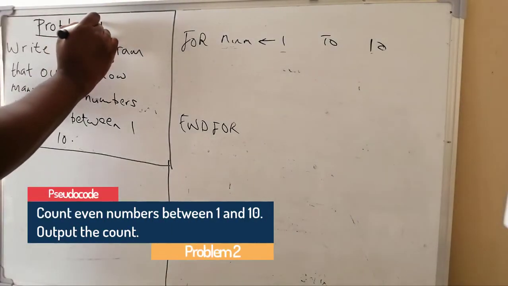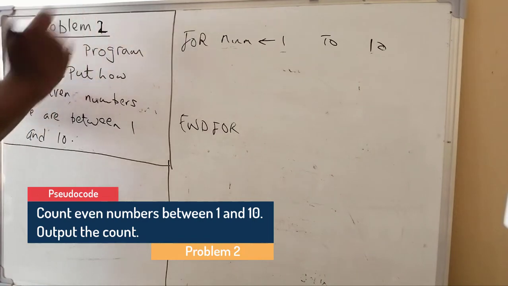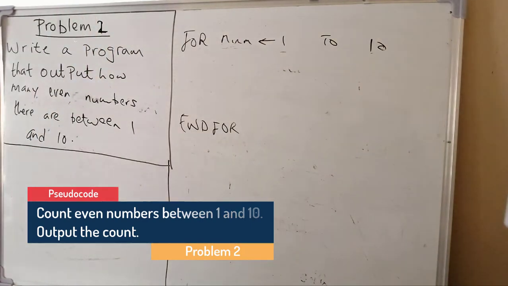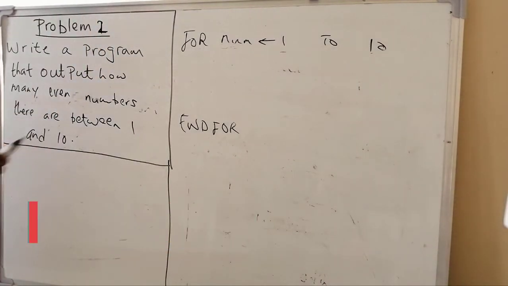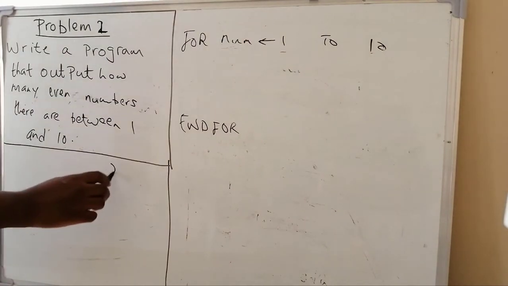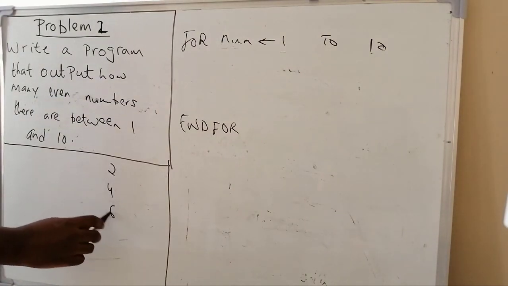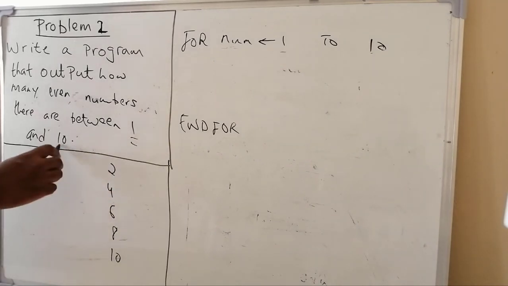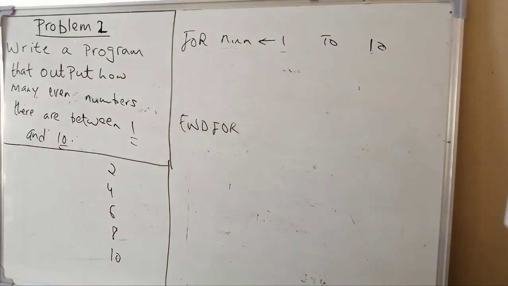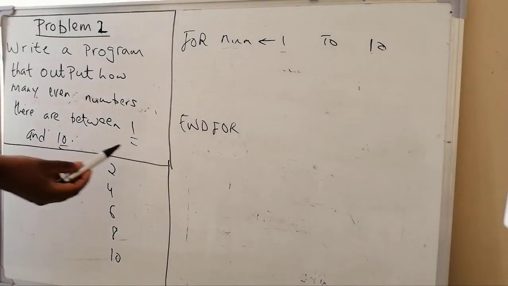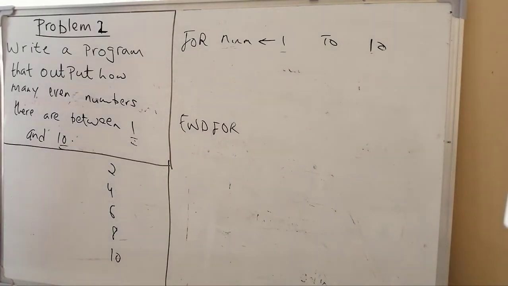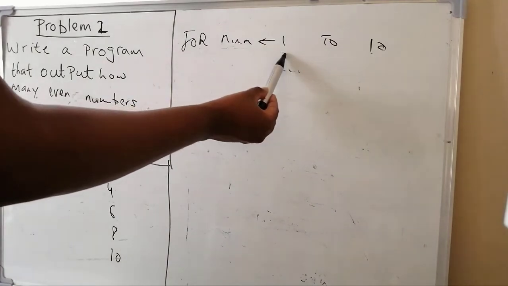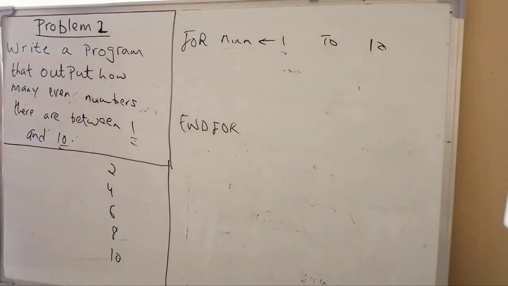So welcome to your second problem, which concerns writing a program that will output how many even numbers there are between 1 and 10. If you take a look, the even numbers are 2, 4, 6, 8 and then 10. Remember, they are inclusive. In this case, since we need to loop through number 1 to 10, my for loop will start with number 1 and it will end with number 10. Now you can use any count variable here, but for now I'm using num.